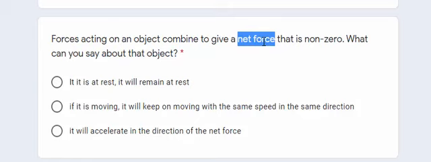What does Newton's second law of motion say? Whenever there is a net force, there is an acceleration. The acceleration and the net force are directly related and are in the same direction. Again, whenever there is a net force, there is an acceleration. The net force and the acceleration are directly related and are in the same direction.